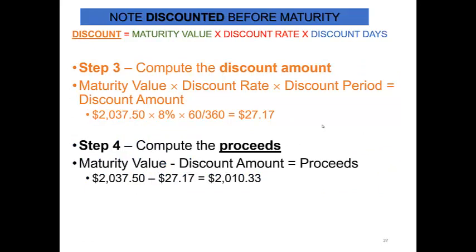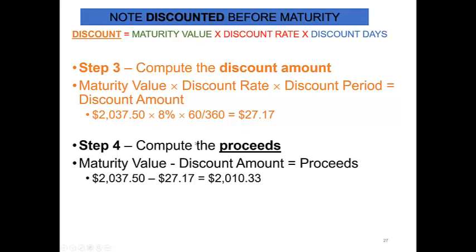Step 3 is to now put all 3 of the elements together, compute the discount. So our maturity value was $2,037.50. The discount rate was 8%, and then the discount days are 60 out of 360. So our discount is $27.17. Now, that was the hardest part. We have to calculate the discount, but we don't put the discount on the books anywhere. This discount is what the bank made on this particular arrangement.